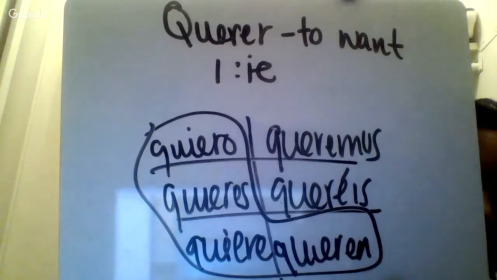So that you get quiero, quieres, quiere, queremos, queréis. En España, quieren. So if you're like, Miss Nim, I don't want to study. I don't want to study. No quiero estudiar. But we know that's not true because you do want to study.